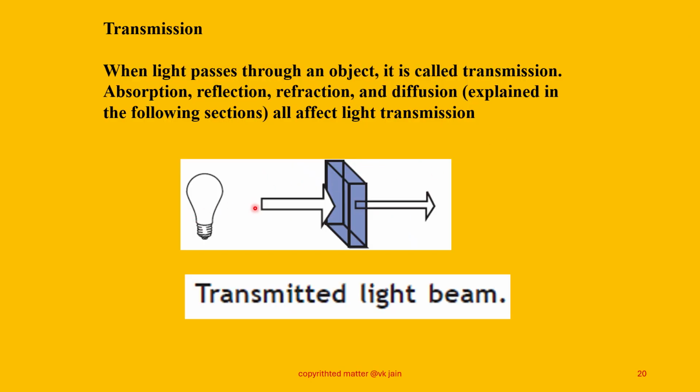Friends, this diagram shows the transmission. When light passes through an object, it is called transmission. Absorption, reflection, refraction and diffusion, all effects happen. The incident ray is not fully transmitted. Some portion of it is transmitted.